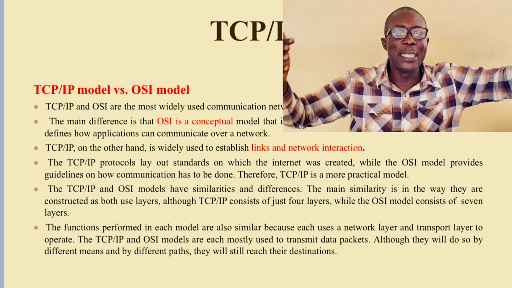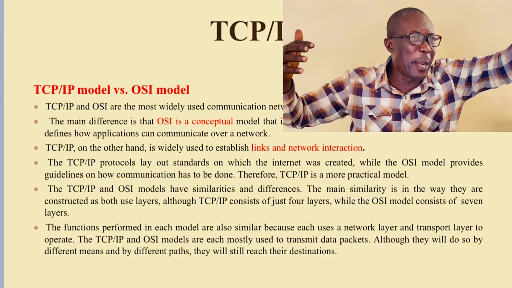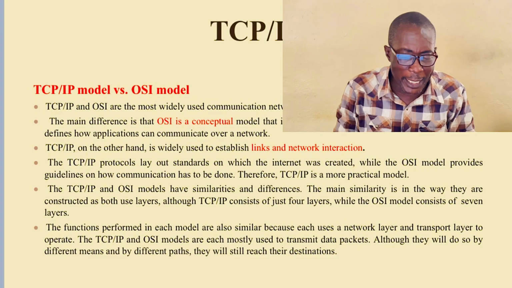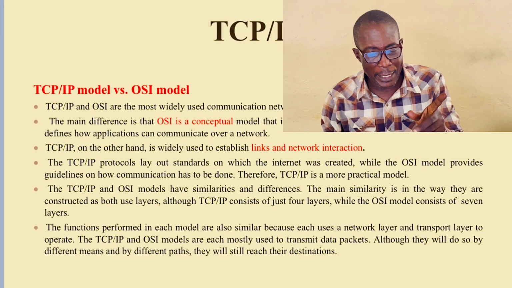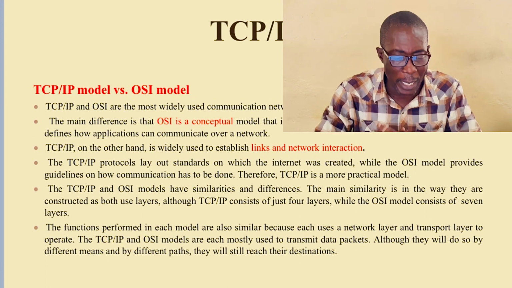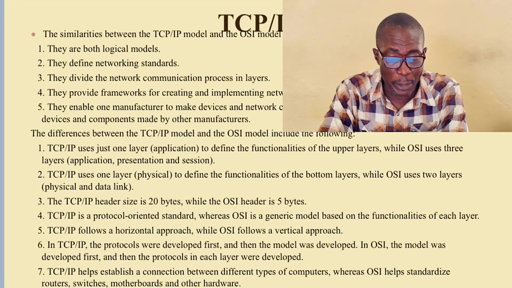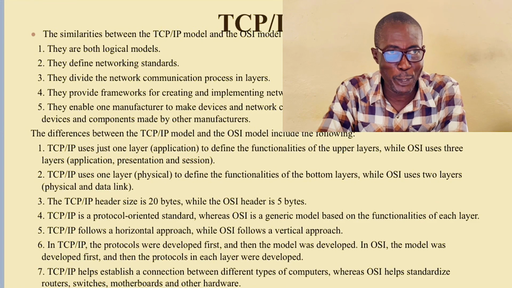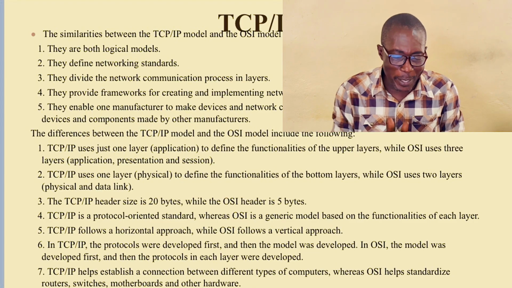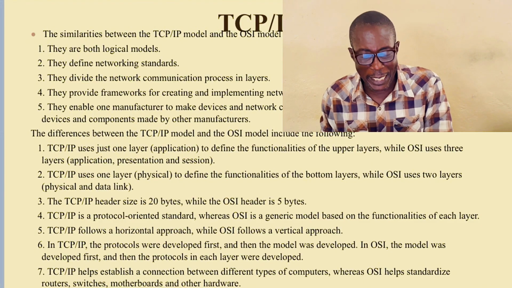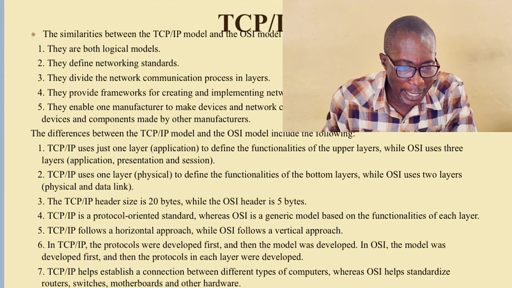But you can find the TCP/IP layers also in the OSI model layers. Although TCP/IP consists of just 4 layers, while the OSI model consists of what? 7 layers, but they are intertwined. So the functions performed in each model are also similar because they use a network layer and a transport layer to operate. As I said, TCP/IP has a network layer and the OSI model also has one. So you can see the similarities there.